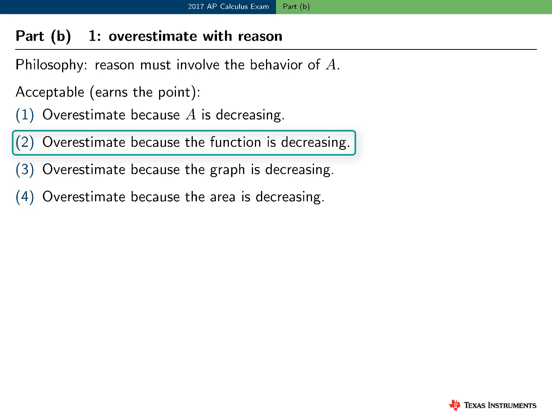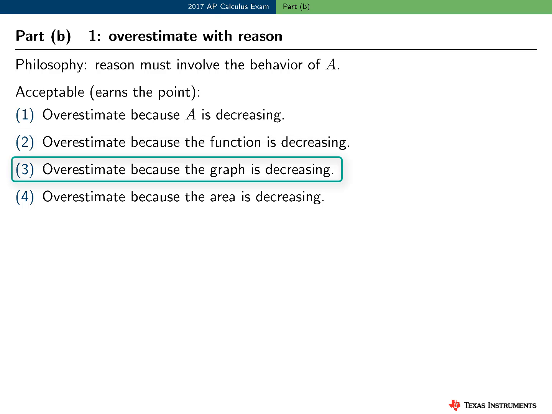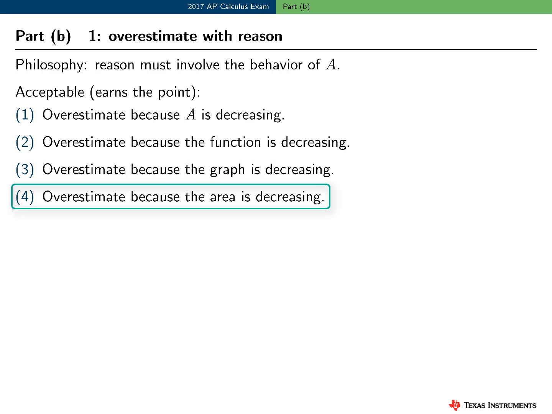Up till this point in the problem, we really only have one function, A, so we'll assume that the phrase, the function, refers to A. The approximation is an overestimate because the graph is decreasing. And we also accepted the approximation is an overestimate because the area is decreasing. We assume that means the cross-sectional area is decreasing.